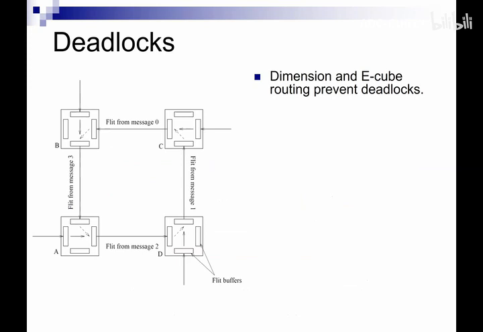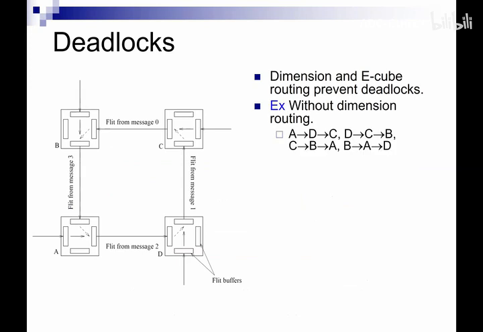Let me show you a situation where if you don't use dimension and E-cube routing, you get a deadlock. Consider the situation where you have 4 processors, and there are these communication edges between these processors. Suppose we want to send a message from A to C, like this. And you want to send a message from D to B, like this.